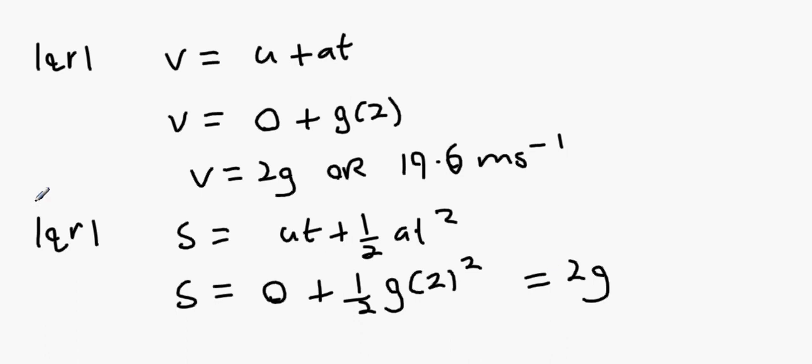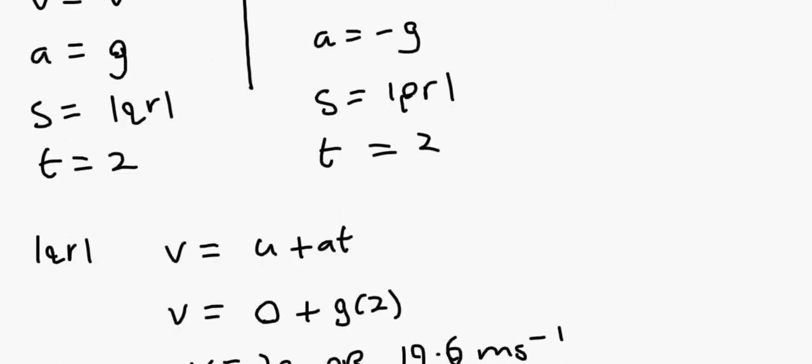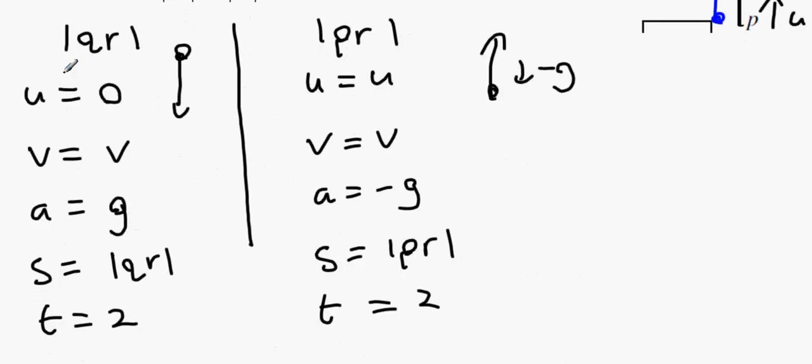Now, let's go up to information set PR. So what we figured out from Q is that this here is 2g, or 19.6, depends if you want to do it in decimals or not. The distance here is going to be 2g as well, or basically 19.6 meters. Now we've got to find out what PR is. So let's use what PR is.